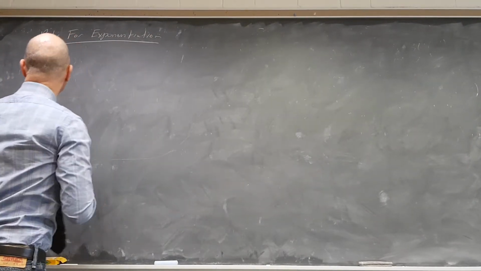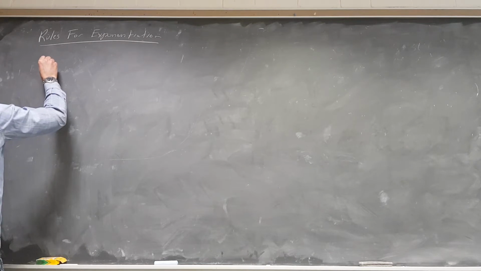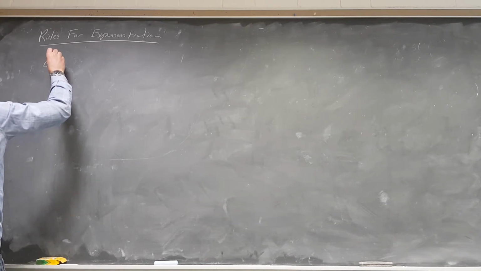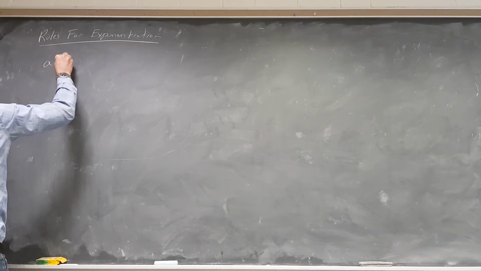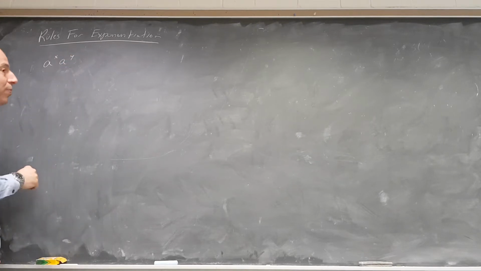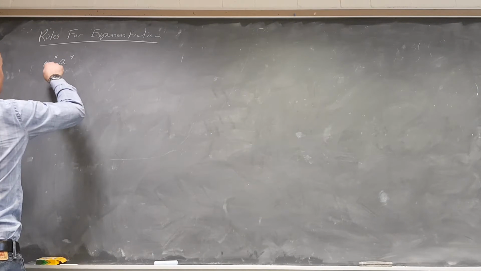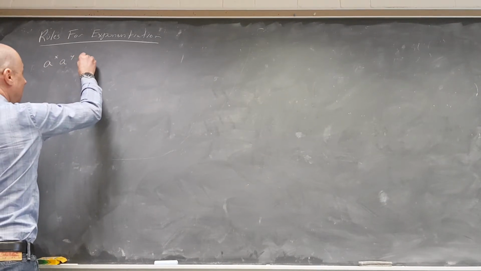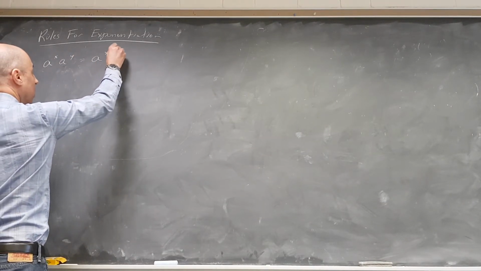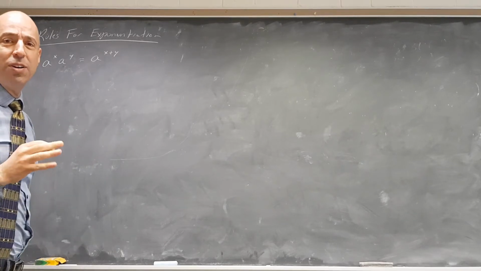First of all, what do we have when we multiply powers with the same base? a^x times a^y. This is something that I think people often memorize: when you multiply powers, you just add the exponents. But this is very intuitive also.